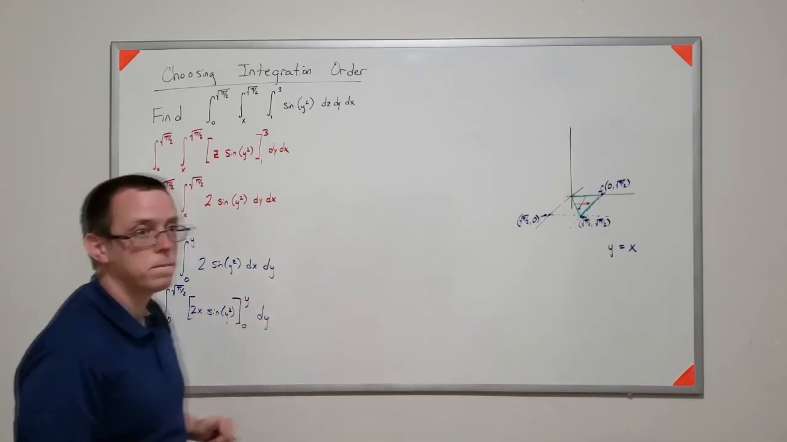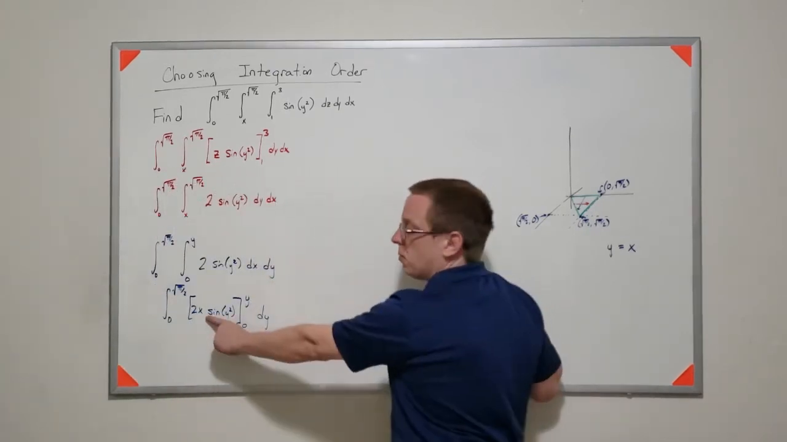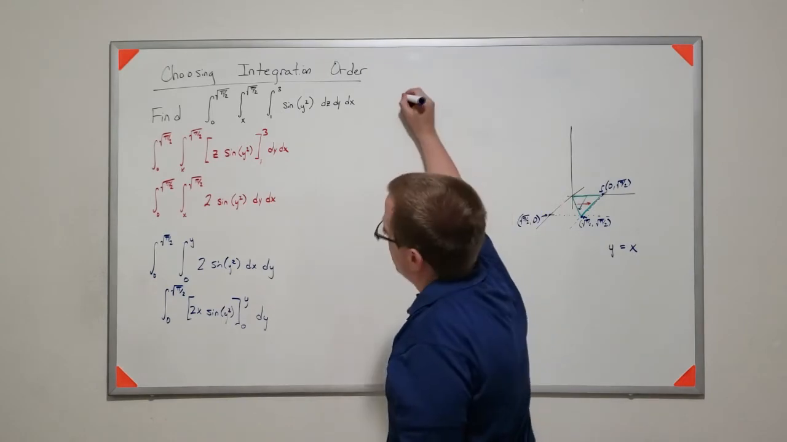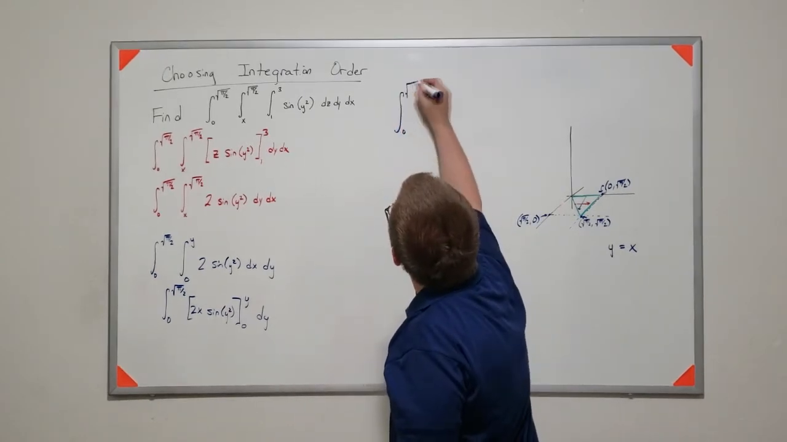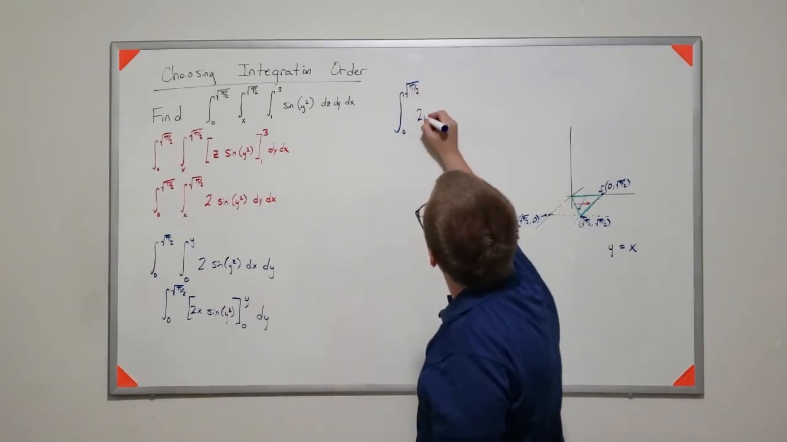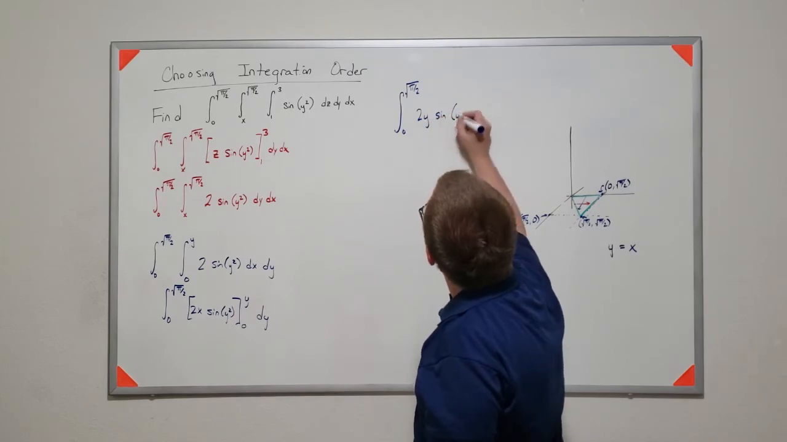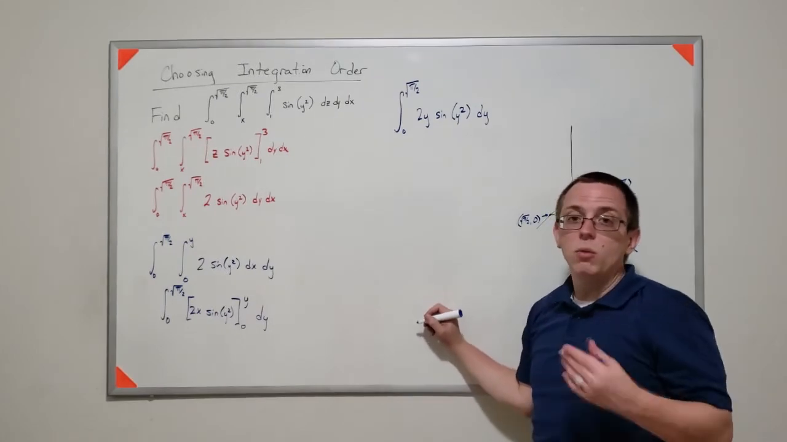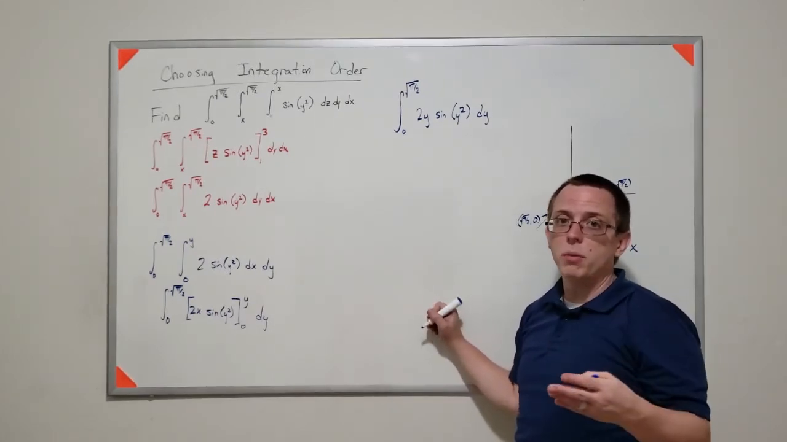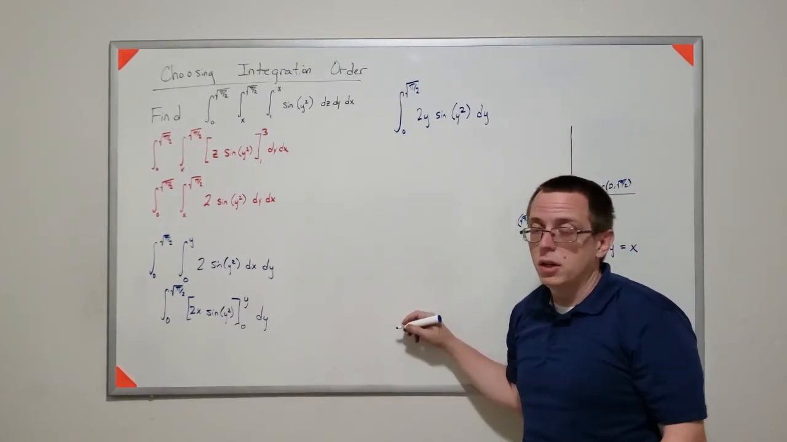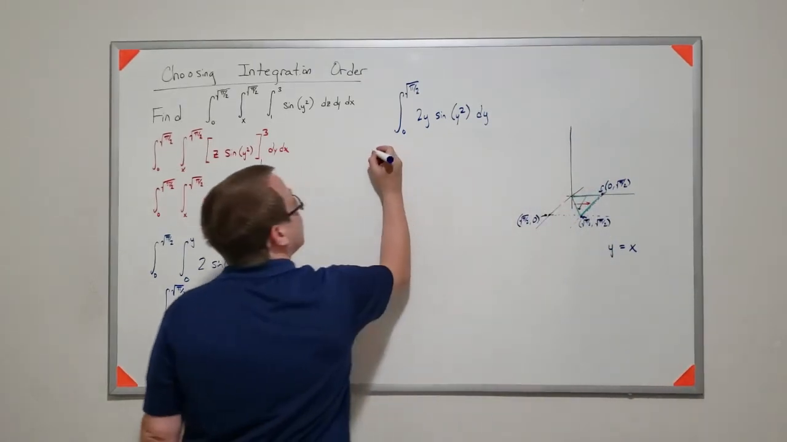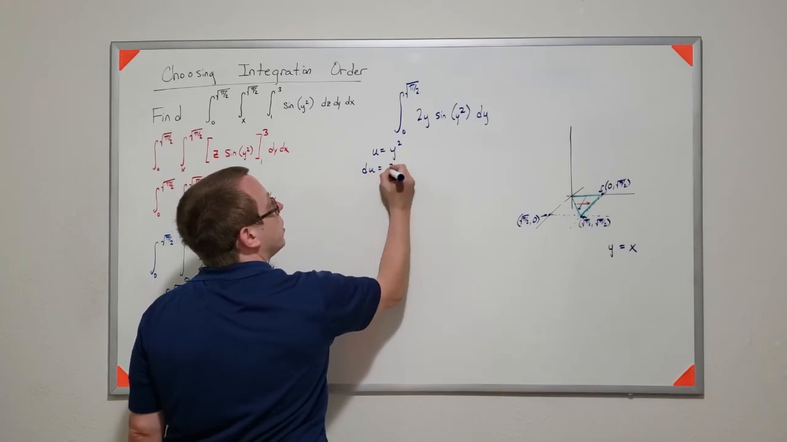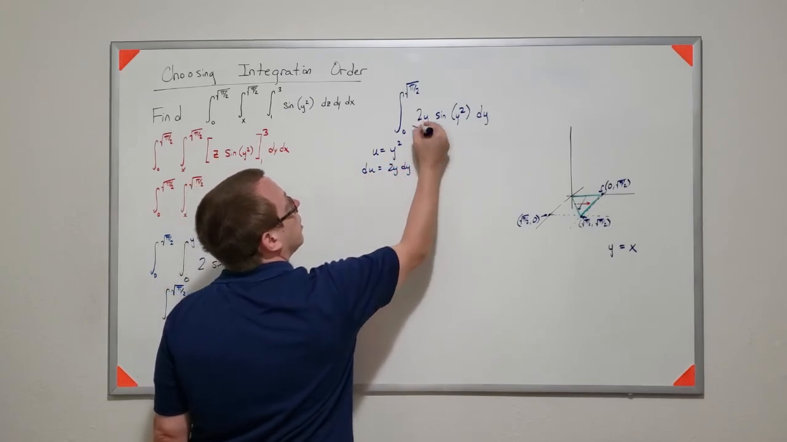Well, when x is 0, this thing vanishes. So when x is y, it works. We get 0 to the square root of pi over 2, 2y sine y squared dy. And we should now then revisit the old bread and butter of integration, which is substitution. So we're going to let u equal y squared. du is 2y dy.